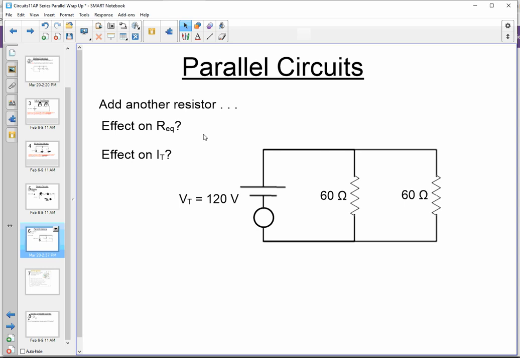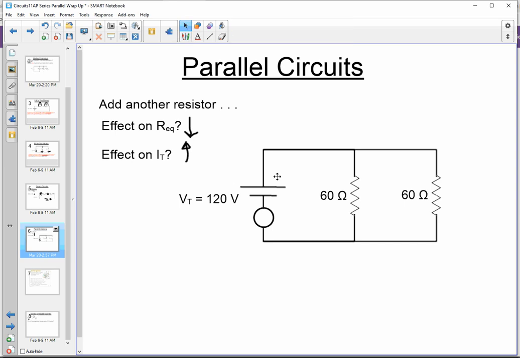Let's do the same thing for parallel circuits. Here we have a 120 volt source of potential difference and two 60 ohm resistors. You should probably pause the video and think about the effect of adding one more resistor on the equivalent resistance and the total current. So first we'll make our prediction. If we add another resistor, as previously discussed, even though it doesn't make sense, the equivalent resistance will go down if you add another resistor. And since current and resistance are inversely proportional, that should mean that the total current should go up.